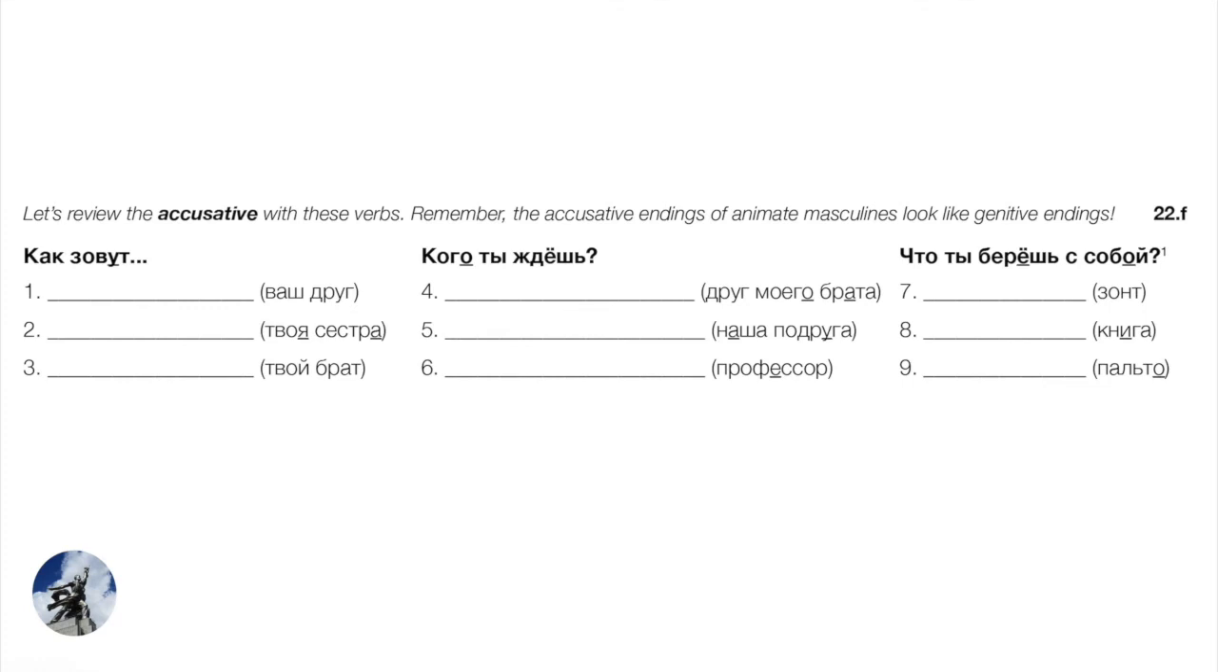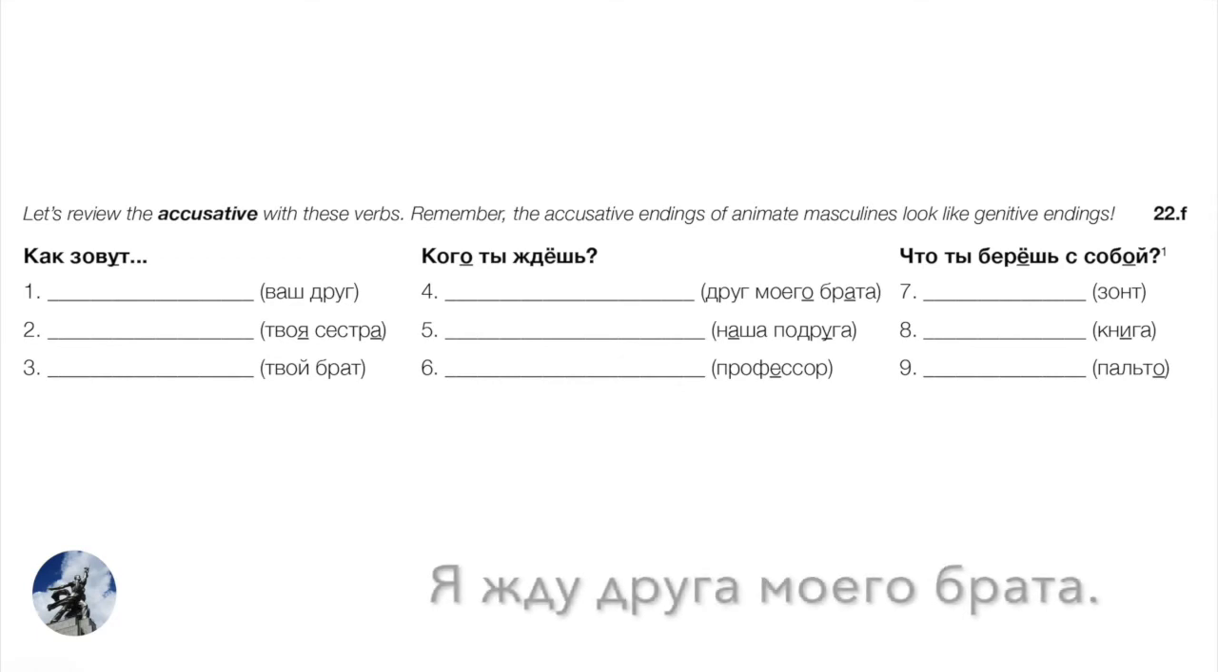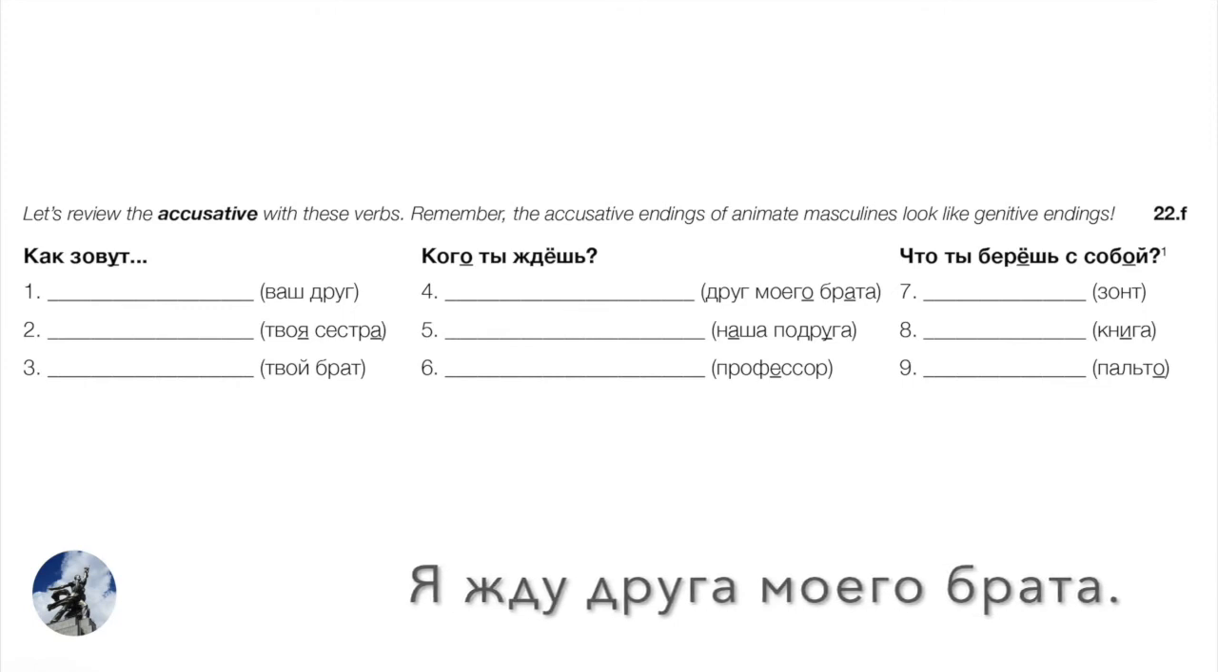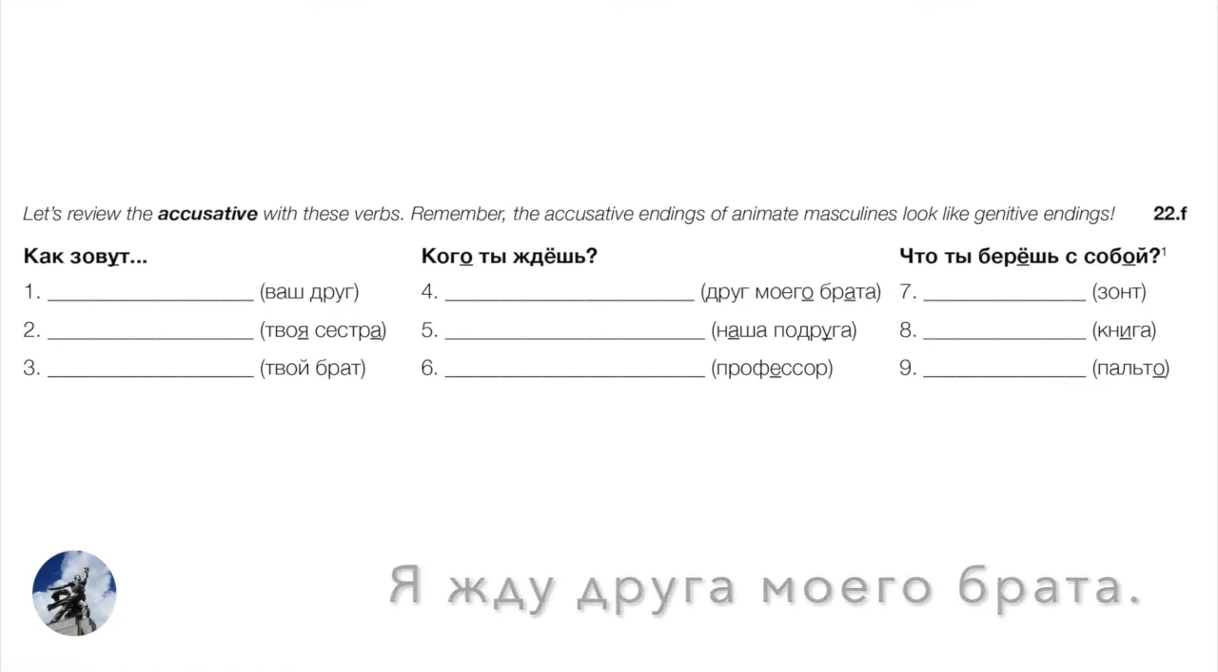Now, next set. Кого ты ждешь? Whom are you awaiting, right? For whom are you waiting? Let's answer the question and say, I am waiting. Жду, right? I am waiting, or I am awaiting X. Now we need an accusative, a direct object. I'm waiting for the friend of my brother. Я жду друга моего брата. Right? So the only thing we're changing here is друг, that's our new direct object, but the "of my brother" part, that genitive isn't going to change, right?